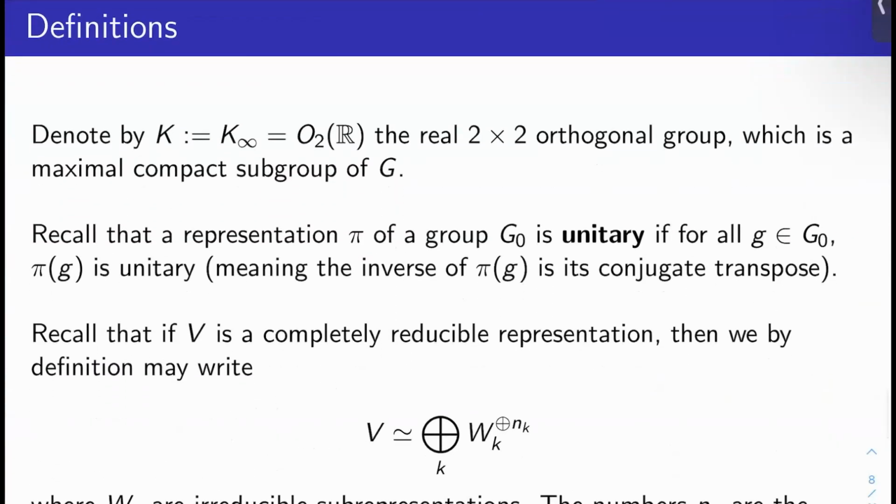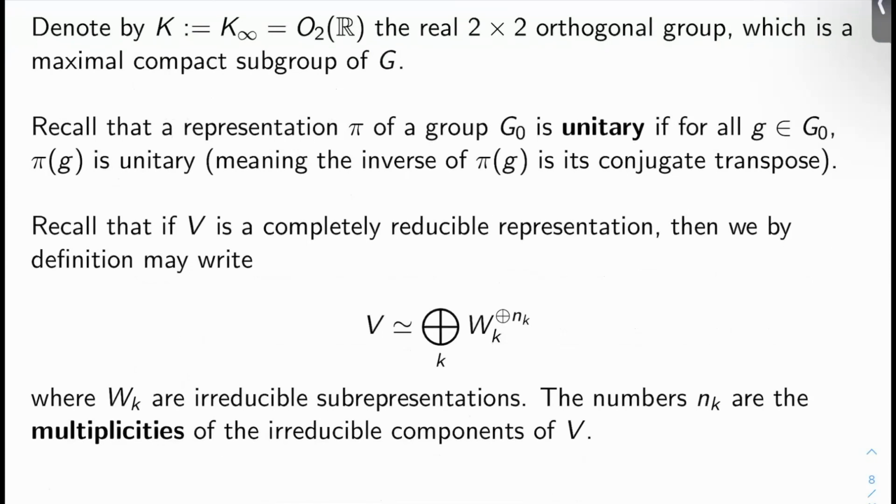We also need to get a handle on this K, which is K sub infinity, which is O2 of R. This is the real 2x2 group of orthogonal matrices. This turns out to be a maximal compact subgroup of G. A couple more definitions we'll need. A representation pi of a group G0 is called unitary if for all g in G0, pi of g is a unitary matrix, meaning the inverse of pi of g is its conjugate transpose.